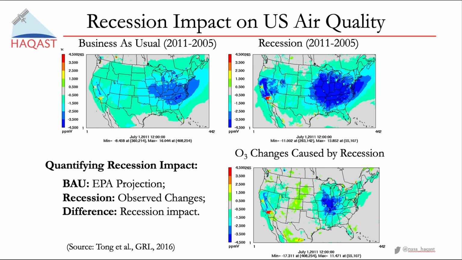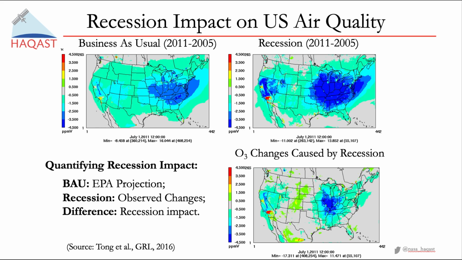In the business as usual case, the EPA emission projection from the Cross-State Air Pollution Rule, or CSAPR, was used to represent the would-be emission level without the recession. In the recession case, the observed emission trend from OMI and AQS were used to represent the actual emission changes. In both cases, surface ozone concentration decreased quite a bit from 2005 to 2011 as a result of decreased emissions.